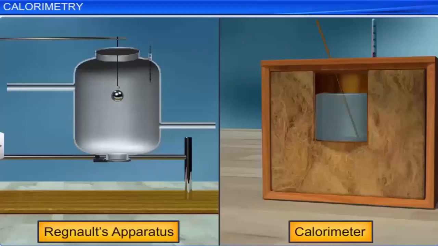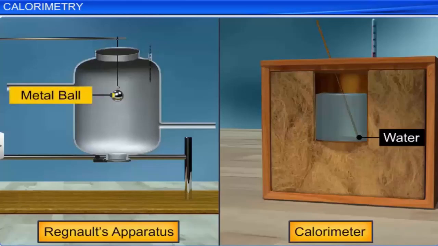To do this, a Reynolds apparatus and a calorimeter are used. As we use water in the calorimeter, we need to take a solid that is denser than water and insoluble in water, say a metal ball.